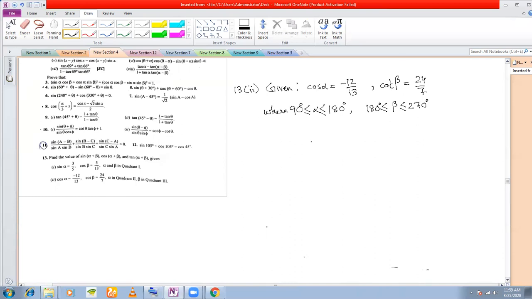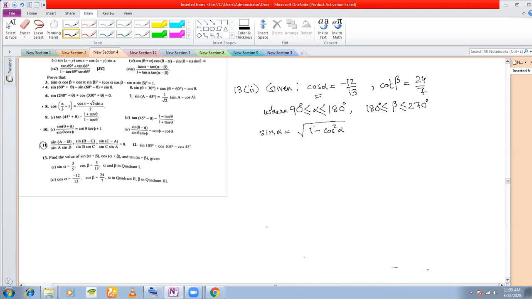What do we need to find? We need to find sine alpha plus beta, cos alpha plus beta and tan alpha plus beta. So what we'll do here is the cos alpha is given to us. So we'll find sine alpha first. Sine alpha is equal to root 1 minus cos square alpha. But we need to see the sign here. What should be the sign? Whether it should be a plus or whether it should be a minus.